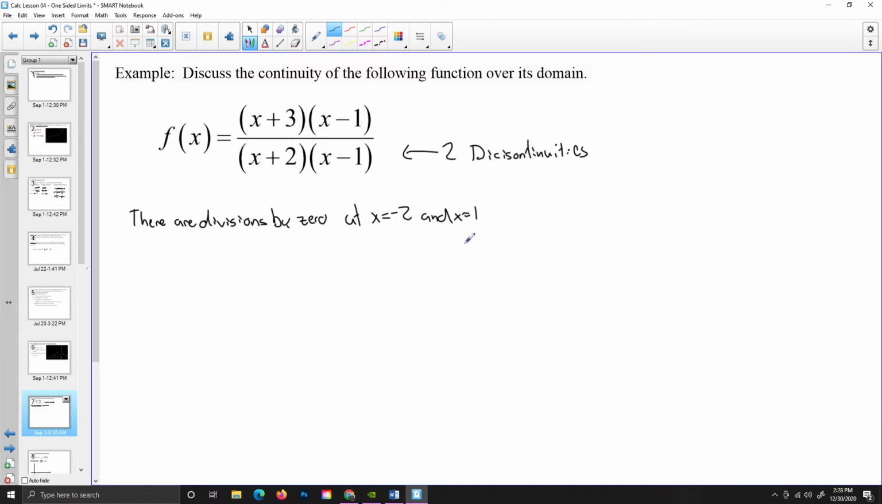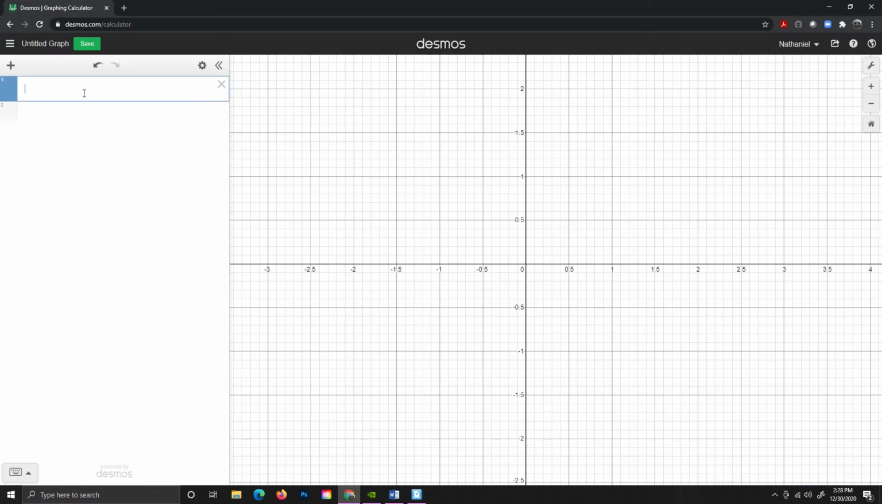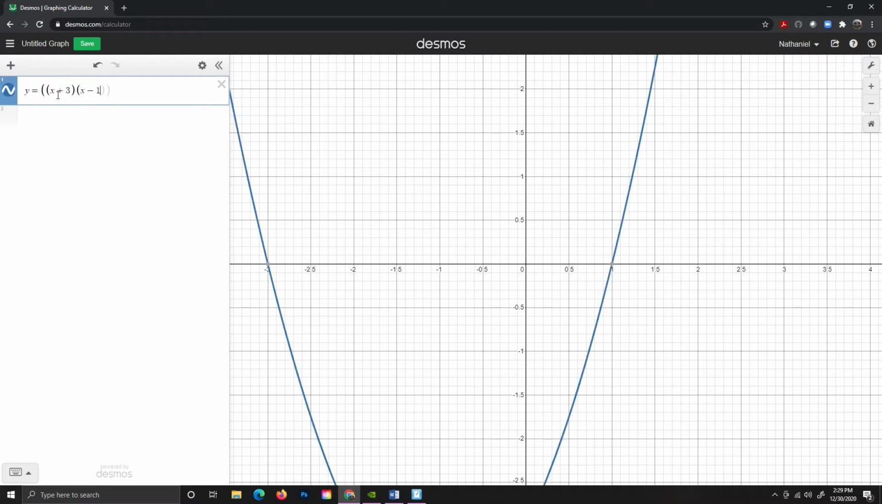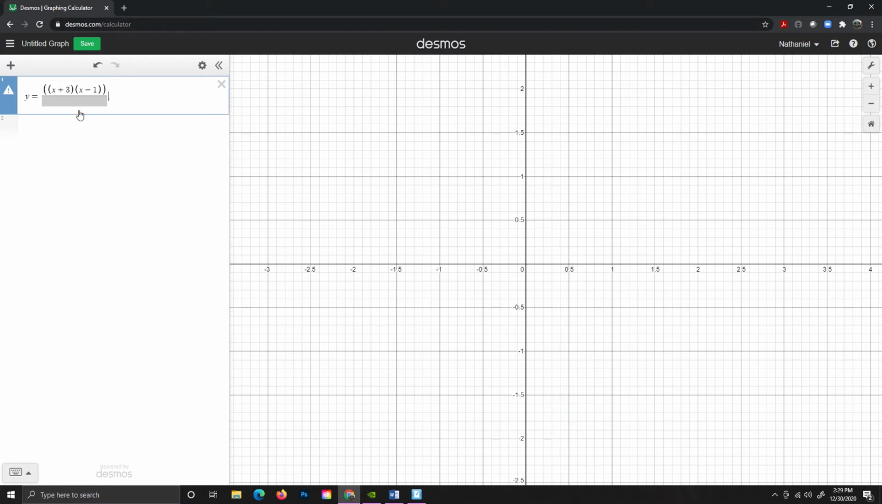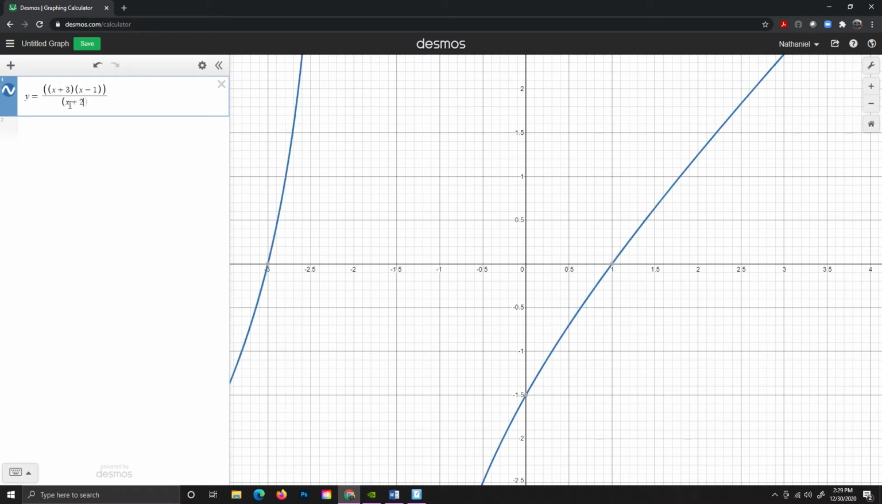Well, let's go back to Desmos quick, and let's clear this out, and let's type in that equation. So let's go y equals, and then we'll go parentheses, and then on the top, x plus 3 and x minus 1, and then on the bottom, x plus 2 and x minus 1.